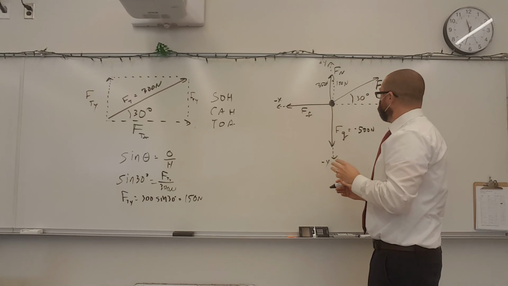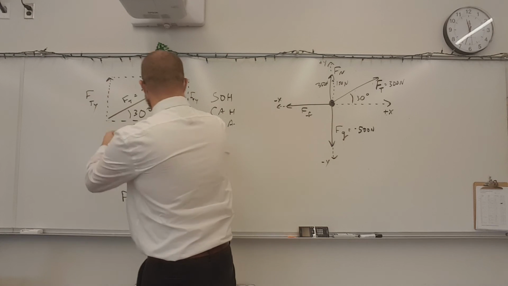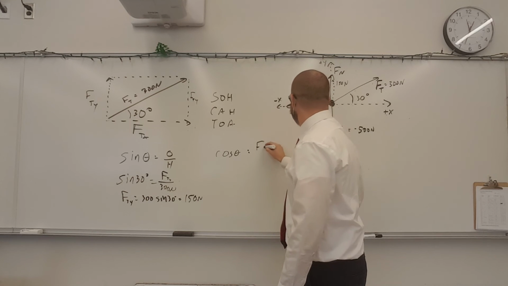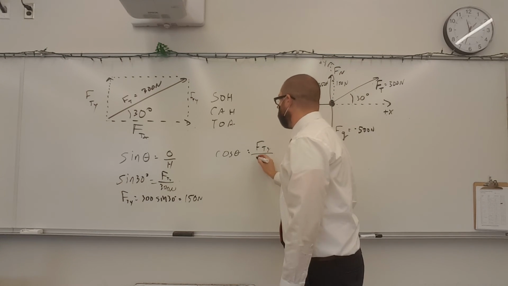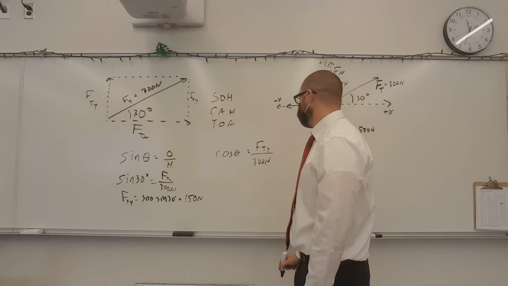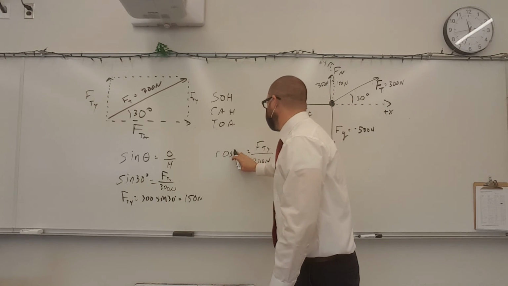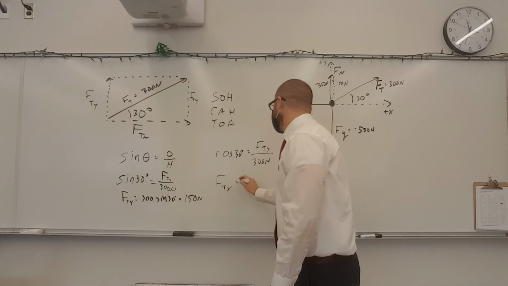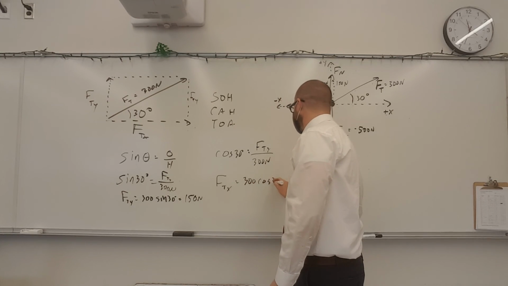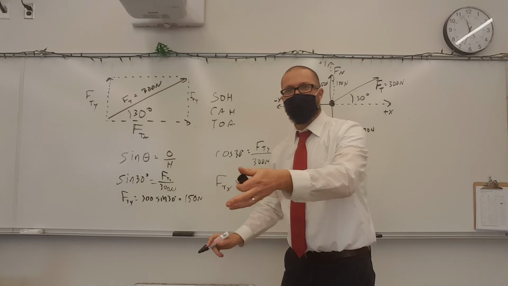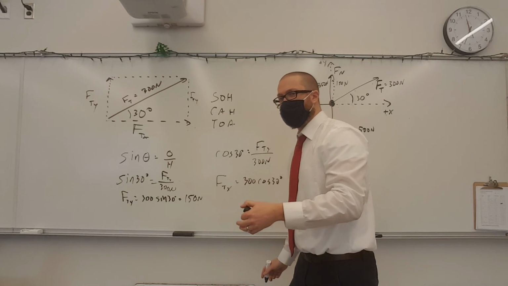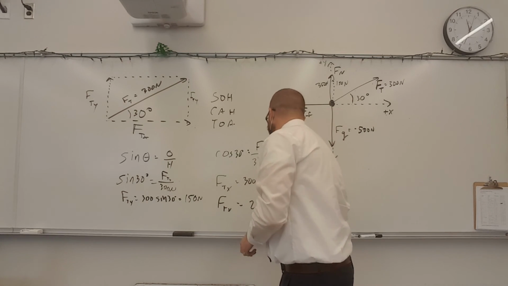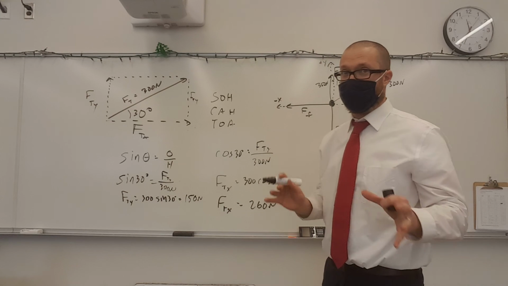All right? For the x direction, we'd say cos of theta equals FTX over 300 newtons. Multiply both sides by 300. So FTX would be equal to 300 times the cos of 30 degrees. And somebody have the answer handy? I forget it. 260. 260? That's about 260 newtons, that x component of the force.